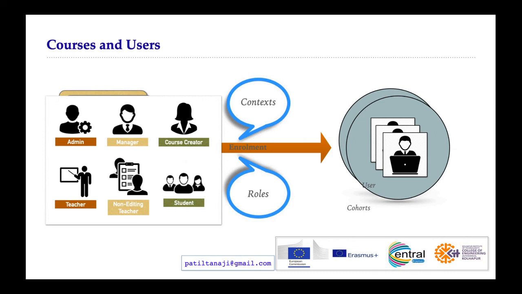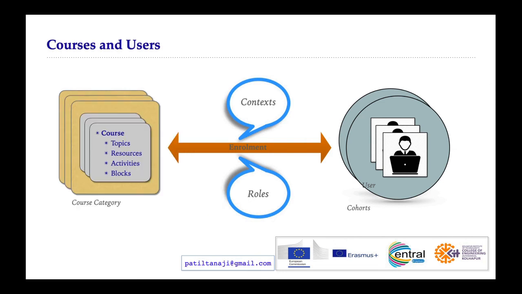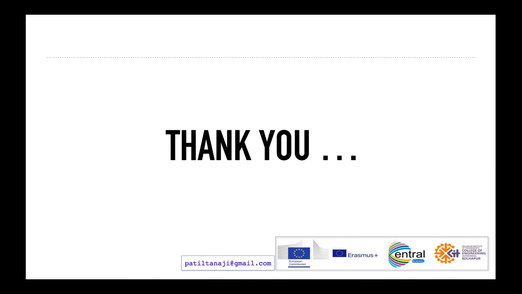An even lesser privileged role is also available, called guest, who can just view the courses but cannot participate. So the overall structure is very simple. We have the courses, we have the users. Users are mapped to the courses through enrollments at different contexts with different sets of privileges, and those are roles.